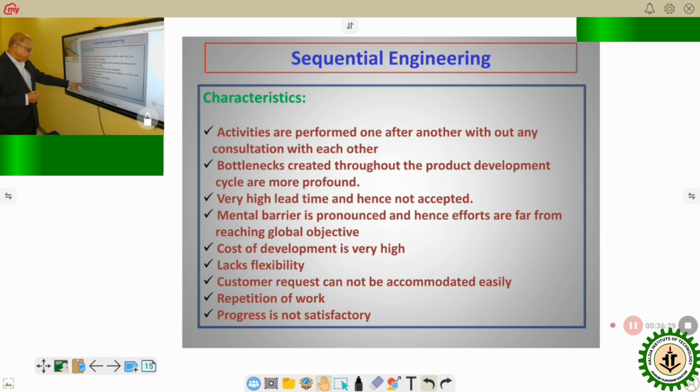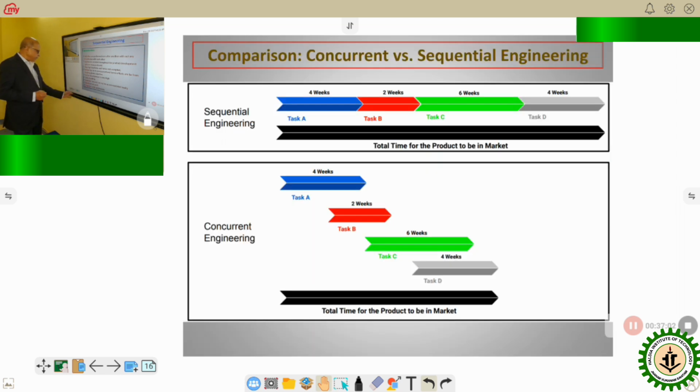Lacks flexibility. Customer request cannot be accommodated easily, because if the customer comes up with some new requirement or new ideas which need to be satisfied, then you have to start from the very design. So once again, the same path is to be followed in a repeated manner. So the number of iterations from start to end needs to be followed once again. That enhances or multiplies the time by a considerable amount. So repetitions of work are possibly much more, and progress is not satisfactory in the traditional.